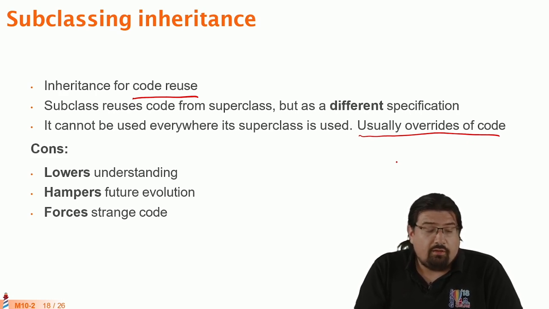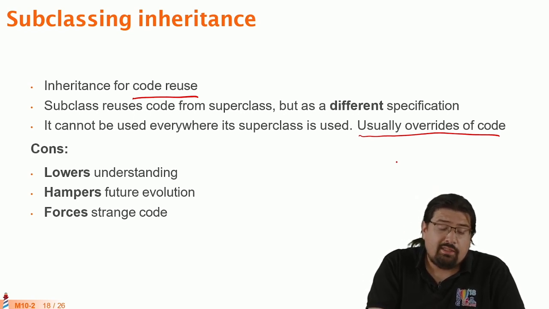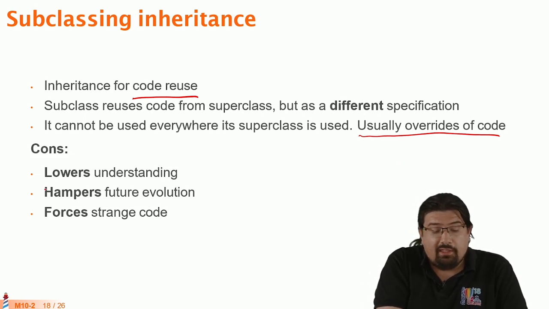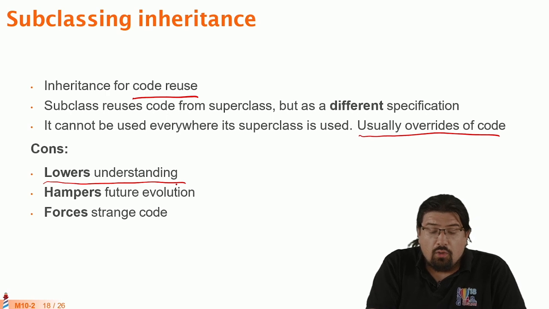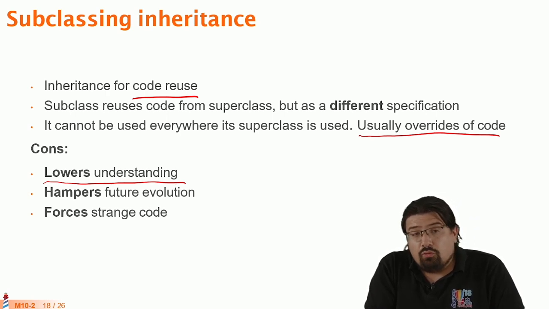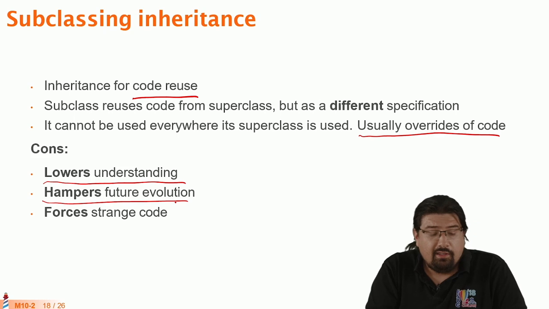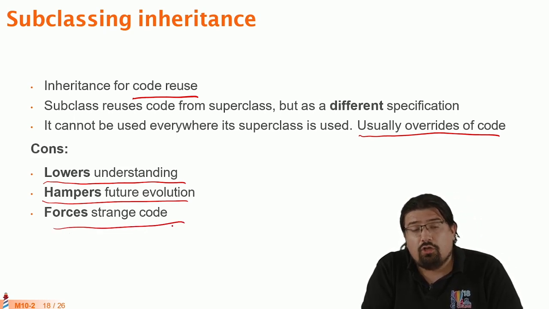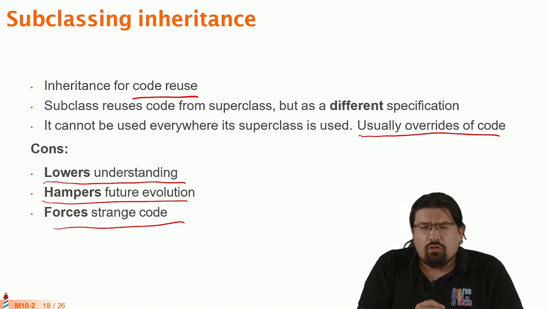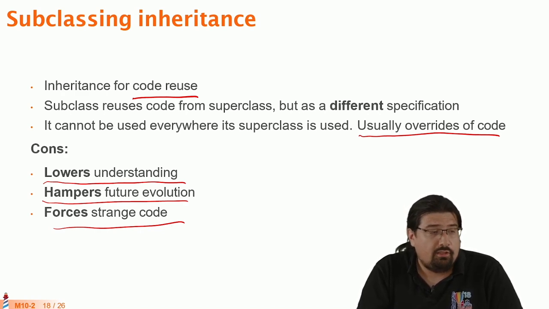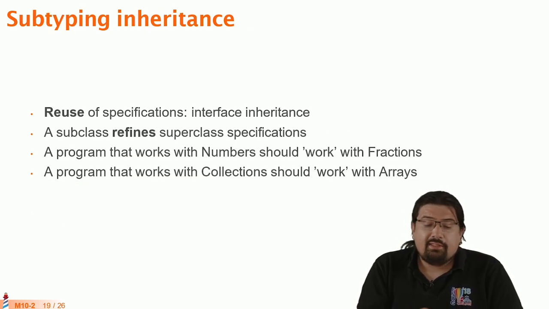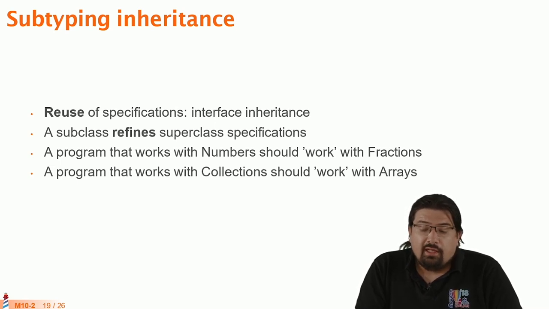The consequence of using a subclass when we don't need to is that we start making our code more complex and more difficult to understand. It becomes more difficult to evolve later and forces us to use strange hacks and strange code, like for example the one where we had to use super to skip the implementation in the current class. The idea of subtyping is that we are going to inherit the interface.